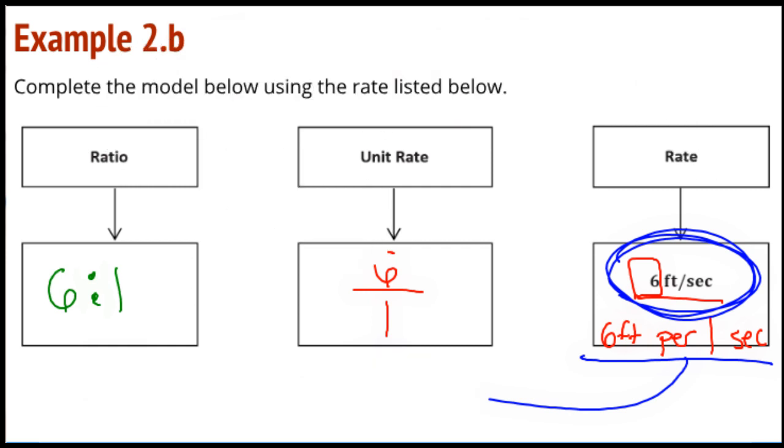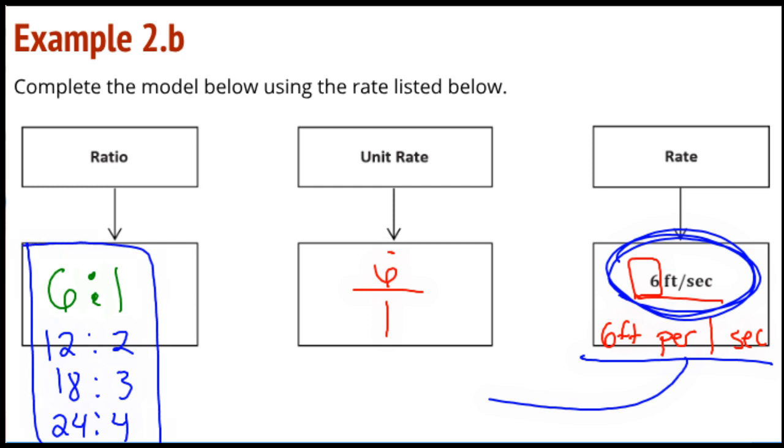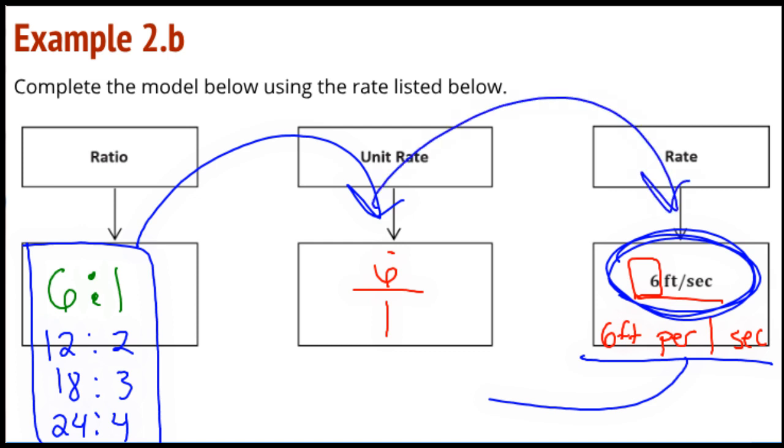And now, if I wanted to extend my thinking, I could come up with ratios that are equivalent to 6 to 1. I could scale up and have 12 to 2. I could scale up some more, have 18 to 3. I could scale up some more, have 24 to 4. And all of these are going to be equivalent to this unit rate and are going to be equivalent to this rate, which was another one of the I can statements for today. That we can see that all of these ratios are equivalent to each other because they all have this value of 6 to 1.